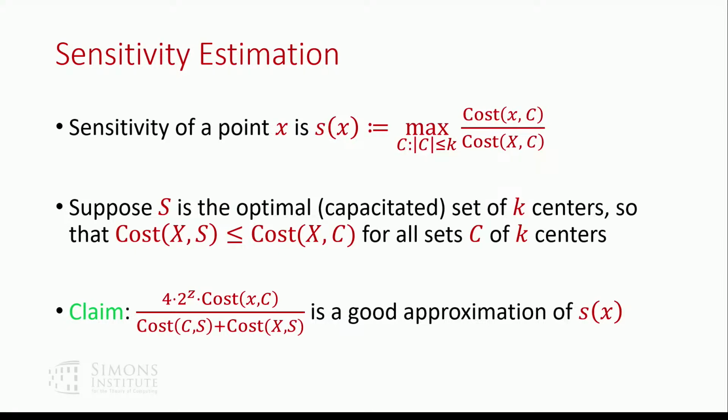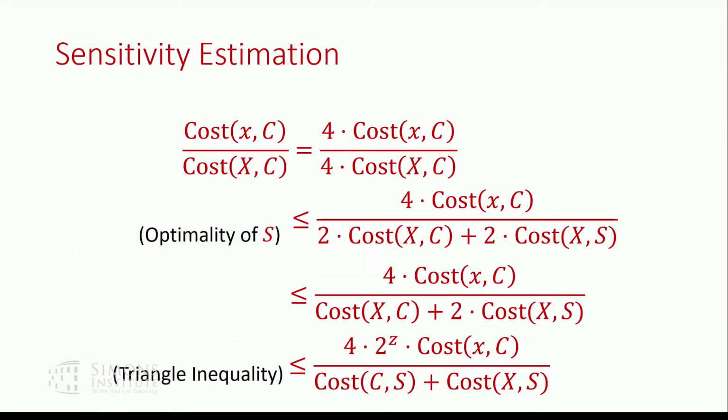So we still don't care about runtime. So what we're going to do is we're going to find this S, and then we're going to compute this value for all possible sets of centers. And then we'll take, again, the quantity that maximizes this ratio. OK, so there's a little bit of math. I'll skip this part in the interest of time, but it's nothing more than just triangle inequality and the optimality of the choice of S.